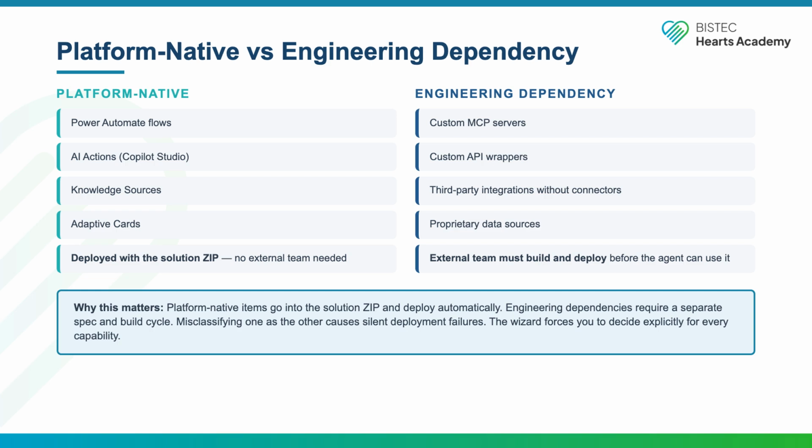Why does the distinction matter? Because if you mark an engineering dependency as platform native, the solution's IP deploys without errors. There are no warnings. The agent just silently fails to do the thing that dependency was supposed to enable. You find out in UAT or production that a feature does not work, and you trace it back to a misclassification made weeks earlier in the design phase.